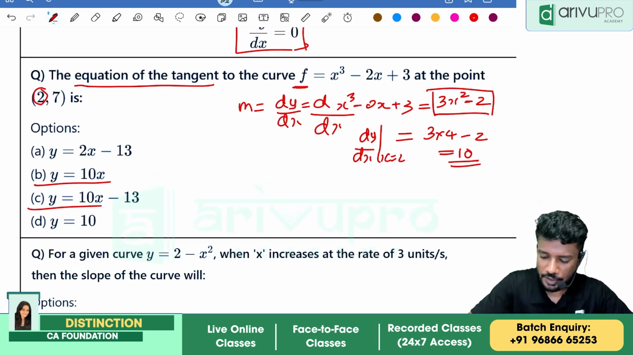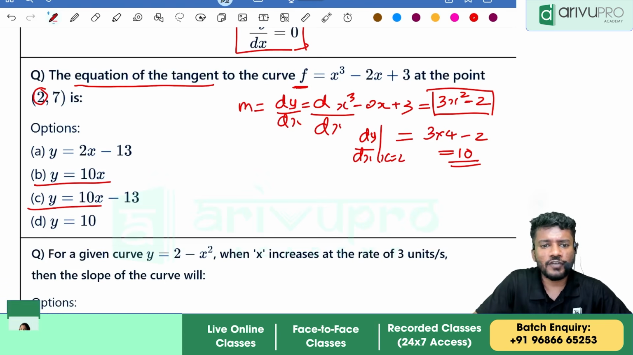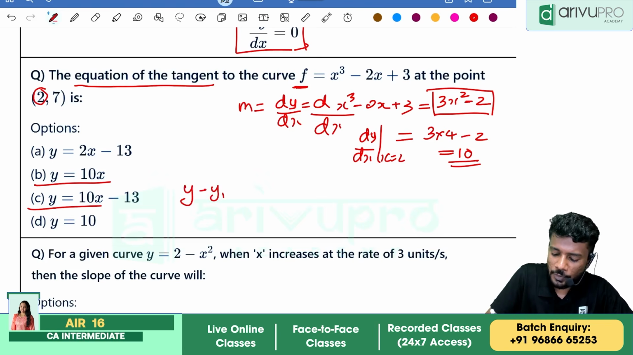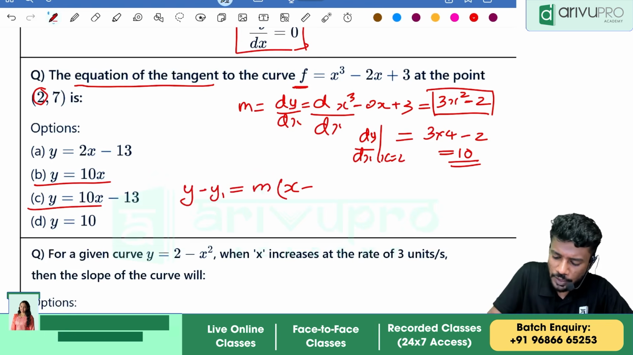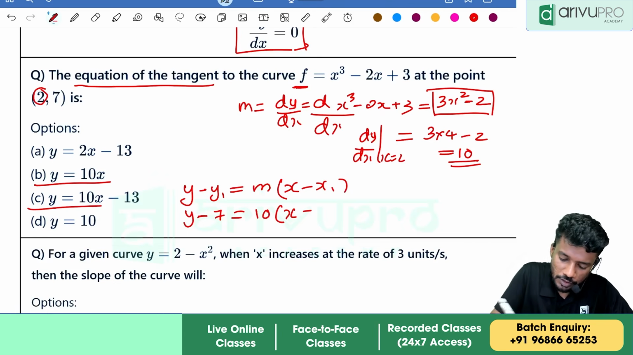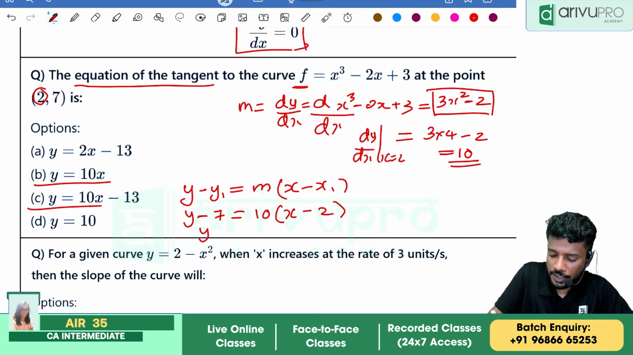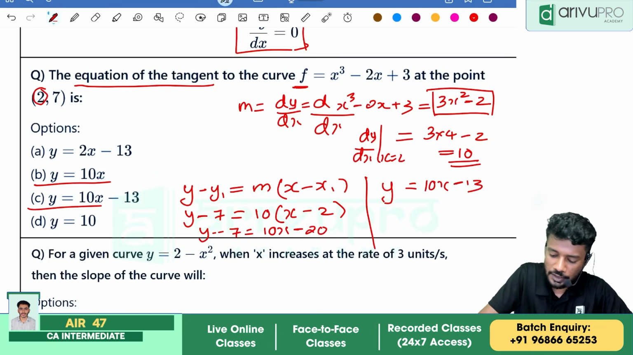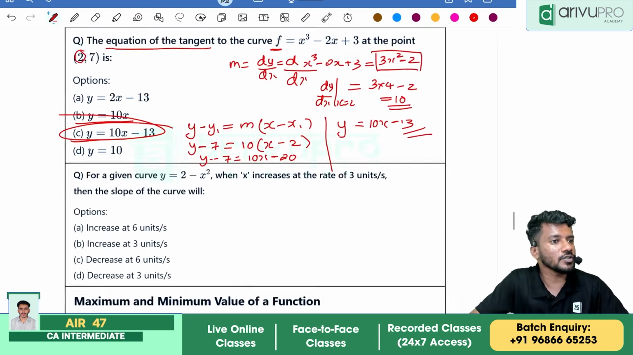Next one. Now we know the value of m. Now we need to find the equation of the tangent. That is nothing but y minus y1 is equal to m into x minus x1. That is y minus 7, which is equal to, slope is how much? 10 into x minus 2. Now open the bracket, which is equal to 10x minus 20. So the answer: y is equal to 10x minus 20 plus 7, which is minus 13. Option C is your answer.